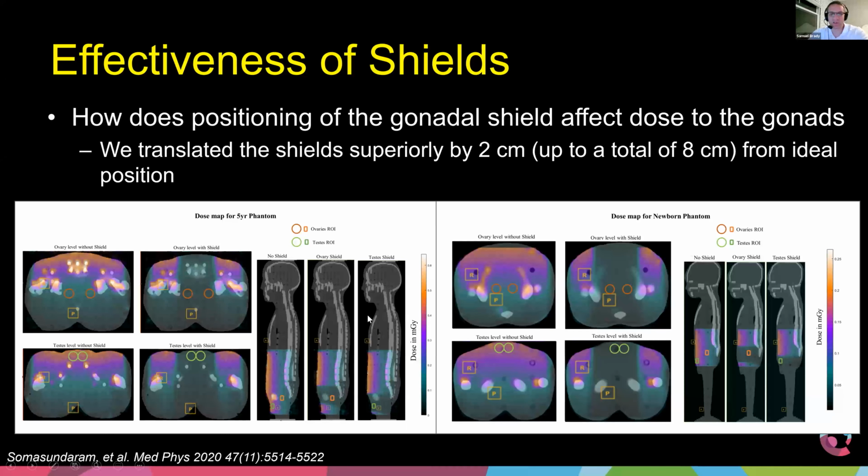So what we did is we took this and we simulated a shield in place, and then we slowly moved that shield anteriorly 2 centimeters, and then we would redo the simulation, and we did that for a total of an 8 centimeter shift anterior to where the ideal location should be.